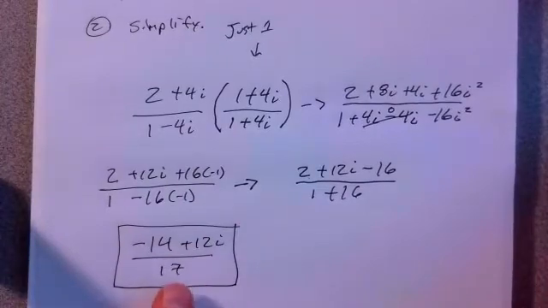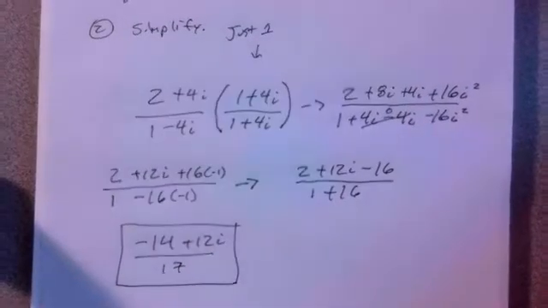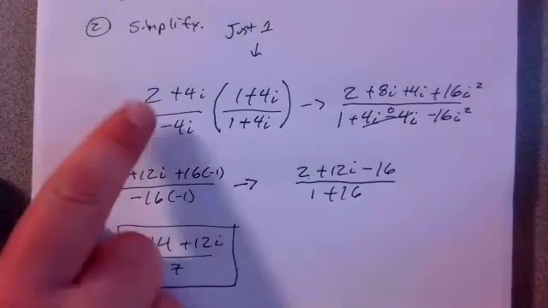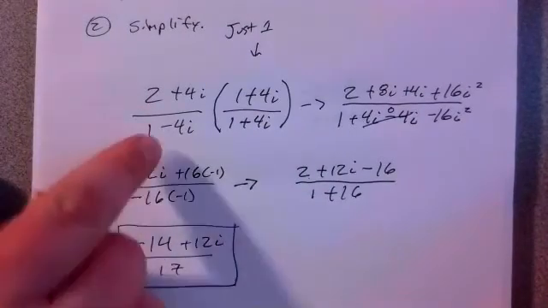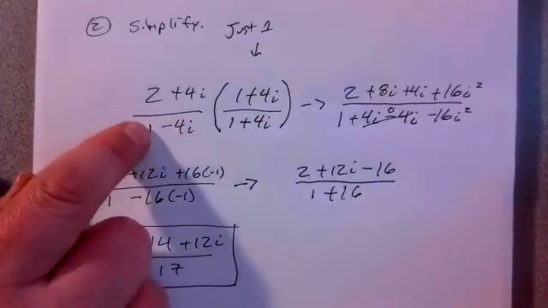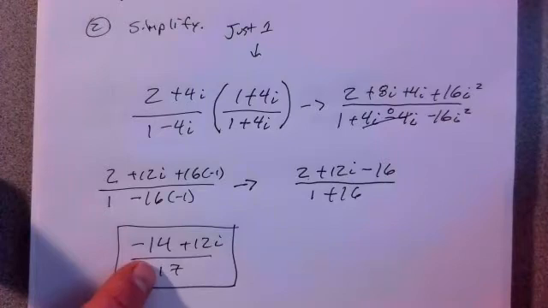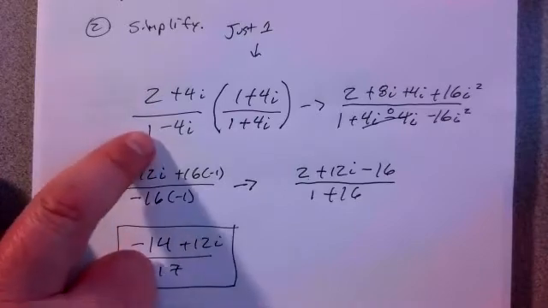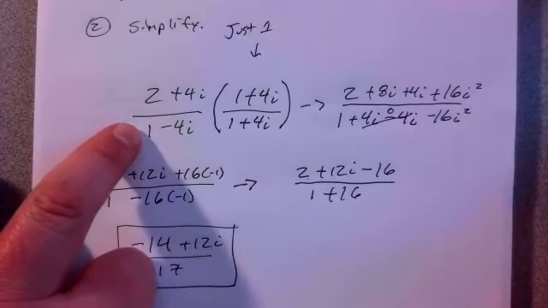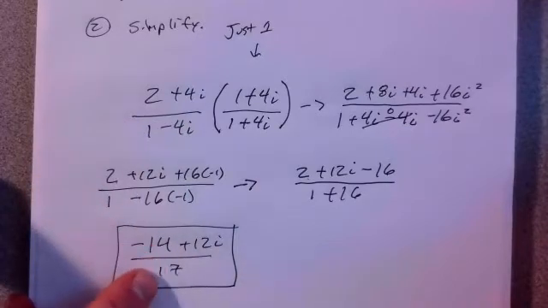And now I have the same number as before, but instead of an imaginary number in the denominator, it is now a rational number. 17 is considered to be rational. So instead of a complex number in the denominator, I now have a rational number in the denominator.